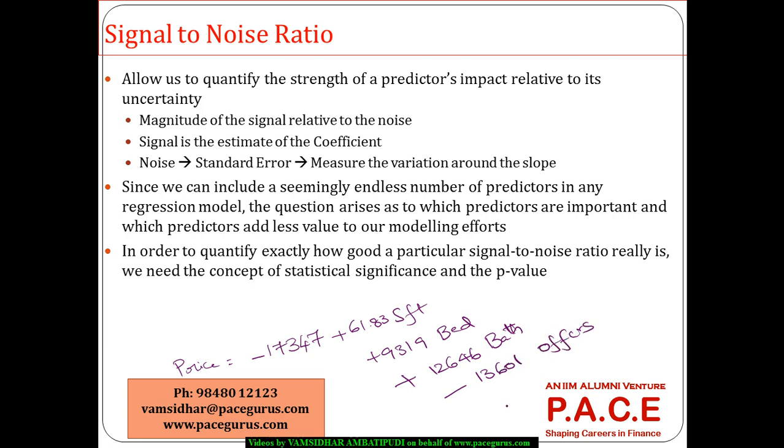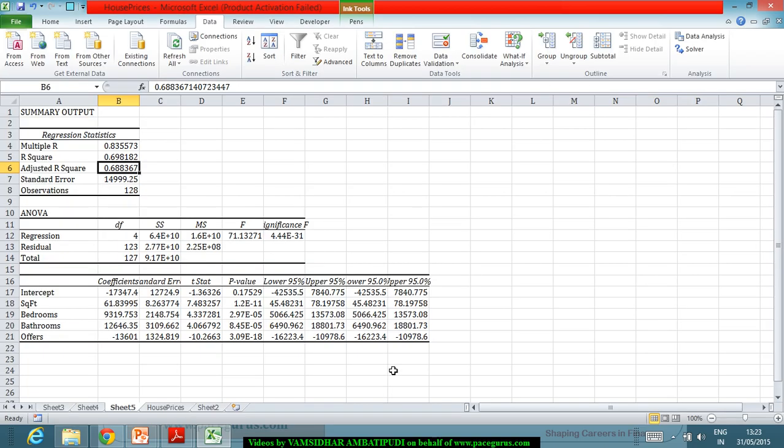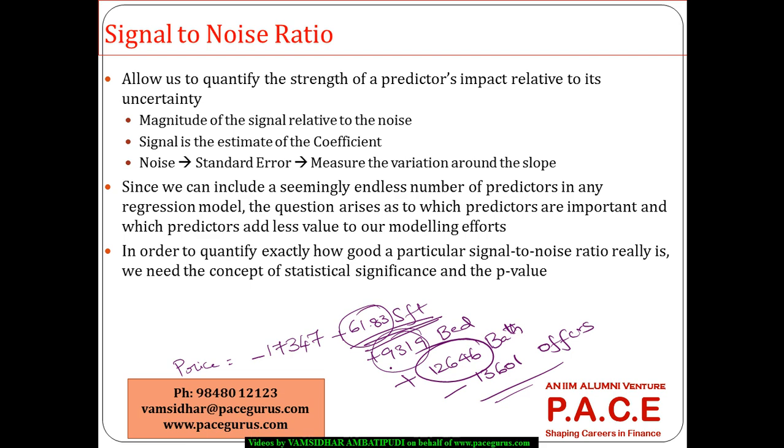The more and more offers come, it is going to decrease the price, and each additional square foot is going to increase the price of the apartment by $61. Each additional bedroom is going to increase the price by 9,319, whereas each bathroom is going to increase the price by 12,646. Right? Okay, this is an equation, fair enough.